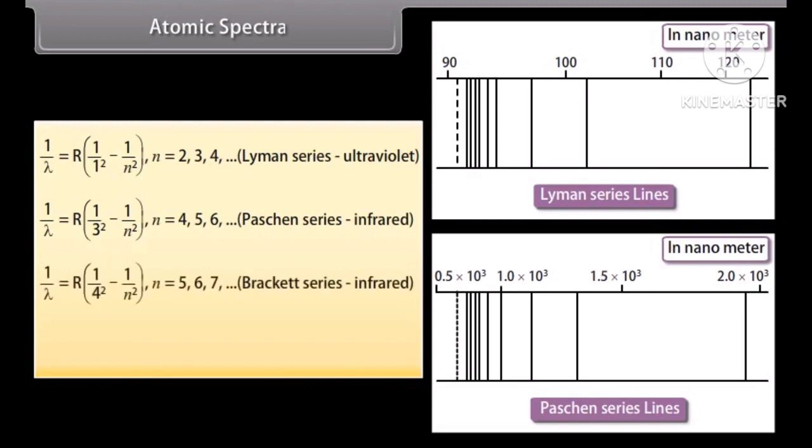Brackett series, which is given by 1 upon lambda equals R times (1 upon 4 square minus 1 upon n square). Here the value of n may be 5, 6, 7, 8 and so on.